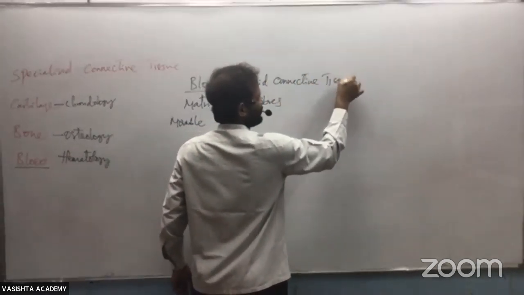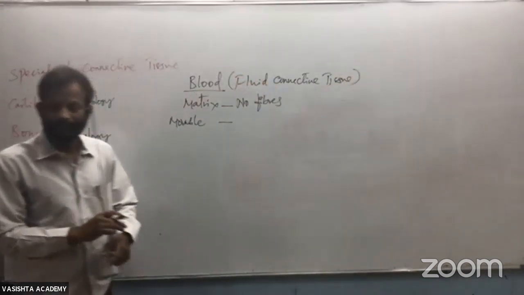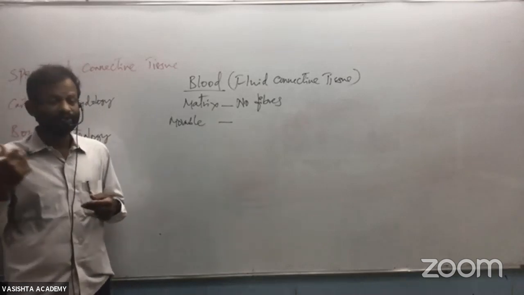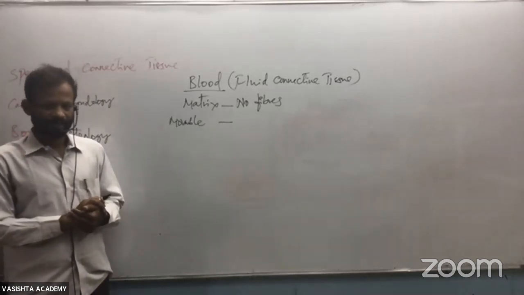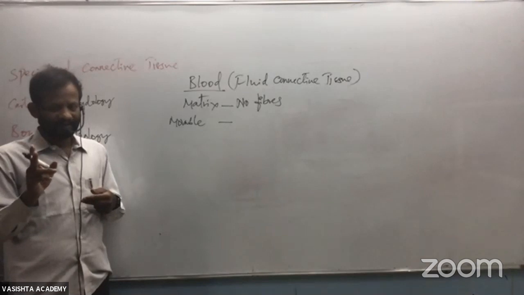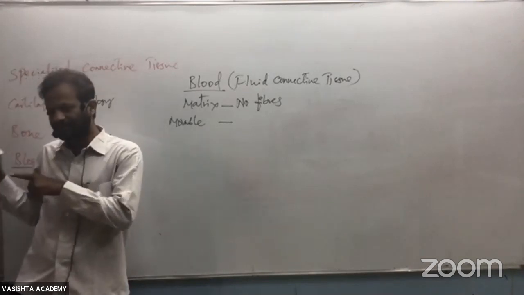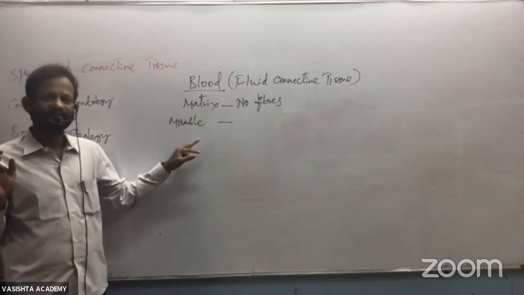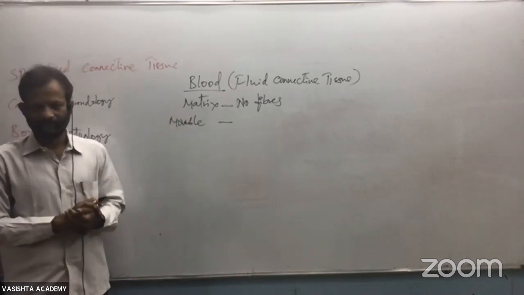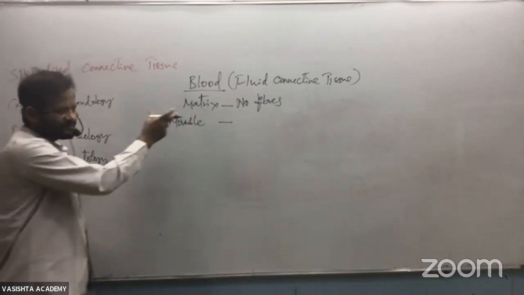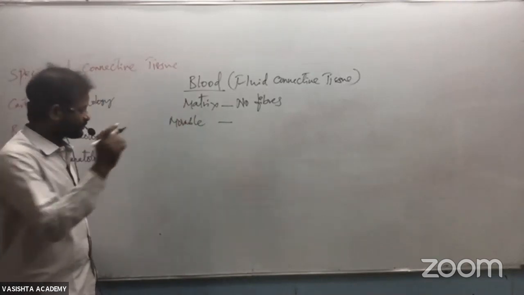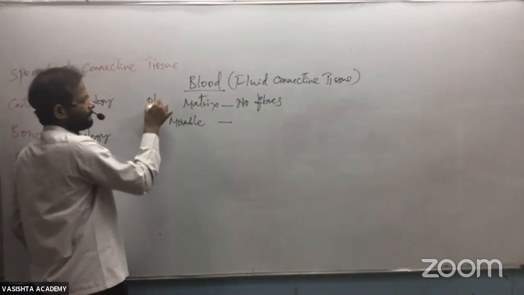Fluid connective tissue. Why do we call blood a fluid connective tissue? Because the matrix is flowing from one part of the body to another. So these are very important differences. In the same connective tissue, all other tissues are of one type, but the matrix of blood is different. This matrix of blood is called plasma.